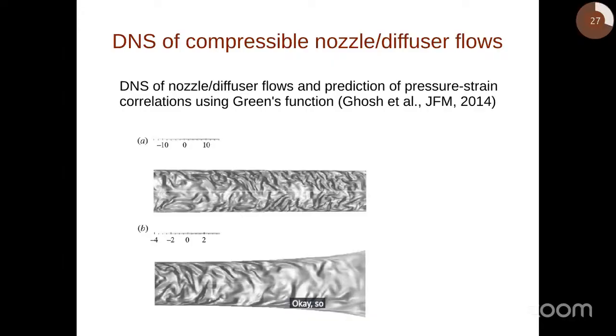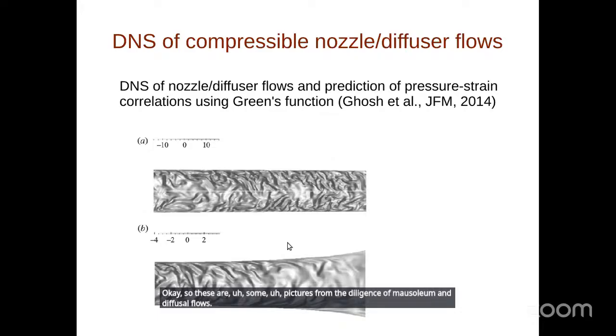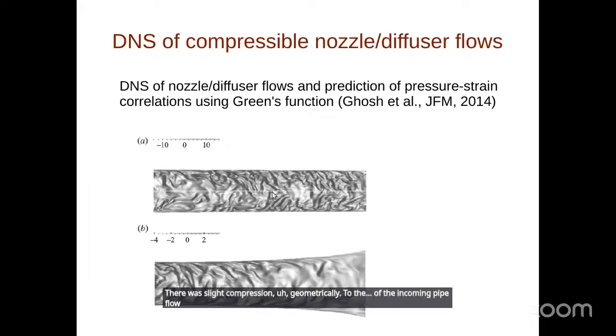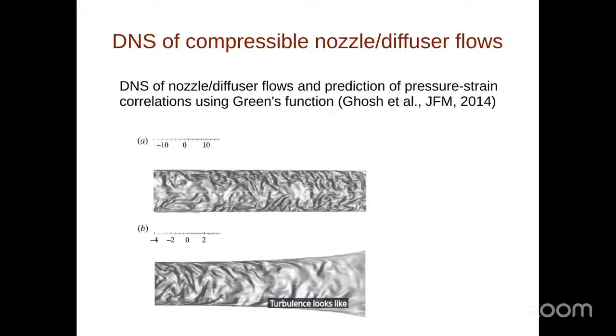Okay, so these are some pictures from the DNS of nozzle and diffuser flows. The bottom one is from a nozzle flow. We are plotting the velocity fluctuations in the nozzle. There is an incoming pipe flow coming in from the left and expanding in the nozzle, and this is how the turbulence looks in the nozzle. Similarly, we have a diffuser, which means that there is a slight compression geometrically of the incoming pipe flow, and this is how the turbulence looks in that diffuser.